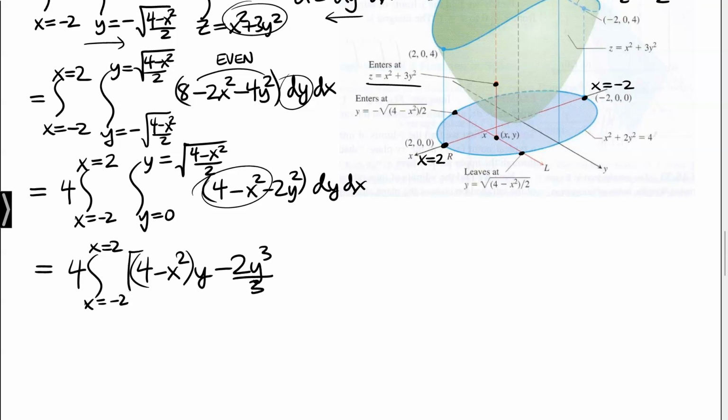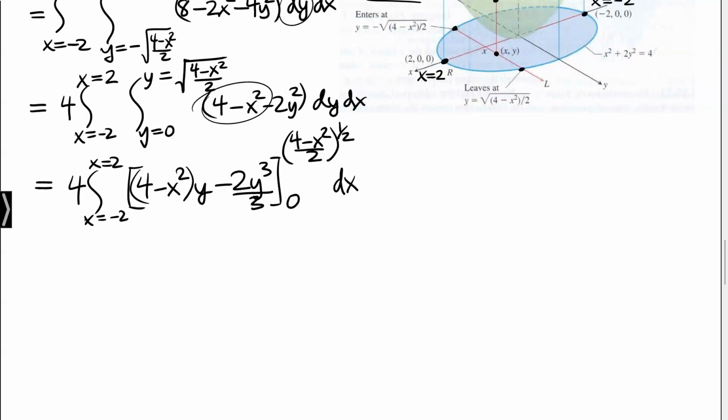All right, and this is evaluated from 0 to, I'm going to start writing this as 4 minus x squared over 2 all to the 1/2. So I'm going to start using fractional exponents here, and you'll see why in just a second. Okay, let's continue. If I substitute in 0, this is the whole point of using the even property, I don't have to worry about that limit. So let's substitute in here.